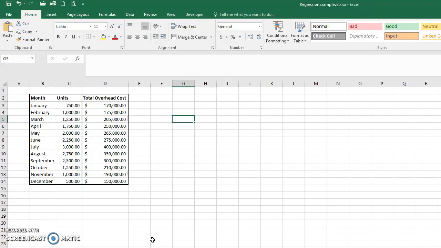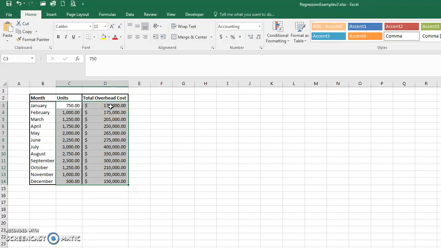So really what we're trying to do is take these mixed costs, which in this example is our overhead cost. We have units, and we have total overhead, and overhead would be an example of a mixed cost. We're trying to take this overhead cost and figure out how much is fixed and how much is variable. So we can use regression to estimate our variable cost per unit, then figure out the total variable cost, and then back into our fixed cost.